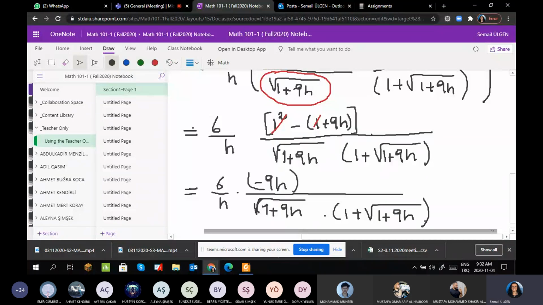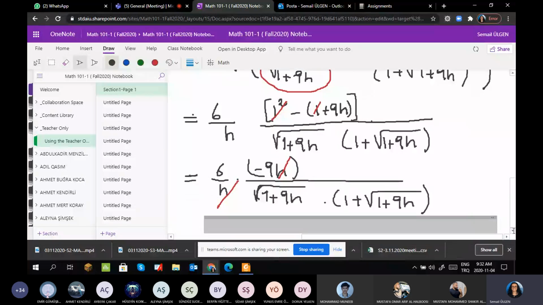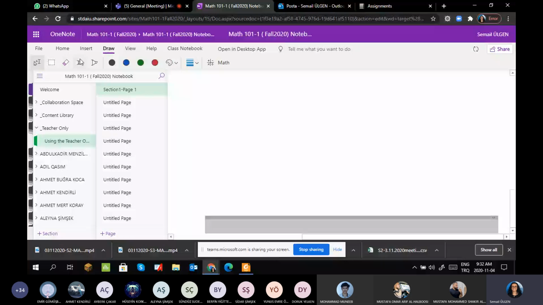All right. Now, we are going to get rid of the h's here. These were causing us problems in the limit. If you let h go to 0, it's a big problem. So now I'm ready to take the limit, which is going to give me the slope. Okay, so let's go up a little.